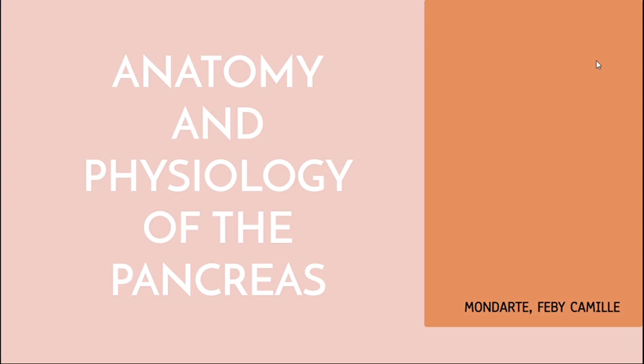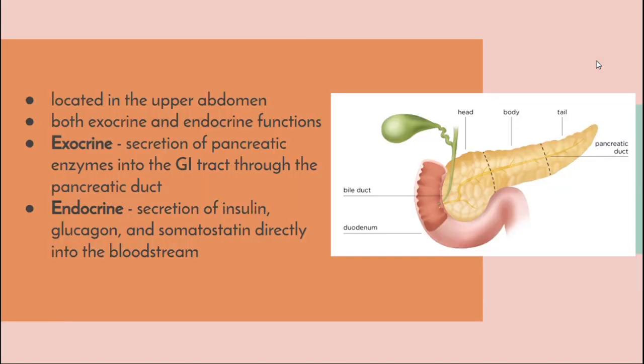I'm Feby Camille Mundarte and I will be reporting on the anatomy and physiology of the pancreas. So the pancreas is located in the upper abdomen. It has both exocrine and endocrine functions. The exocrine functions include secretion of the pancreatic enzymes into the GI tract through the pancreatic duct, and the endocrine functions include secretion of insulin, glucagon and somatostatin directly into the bloodstream.